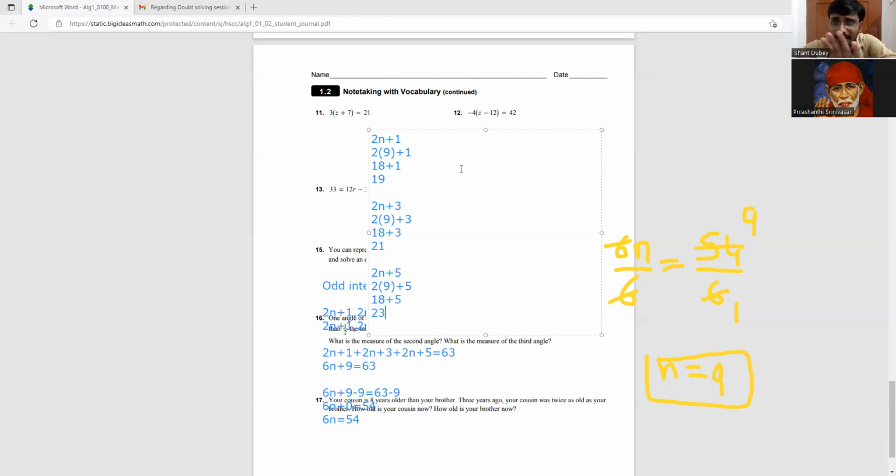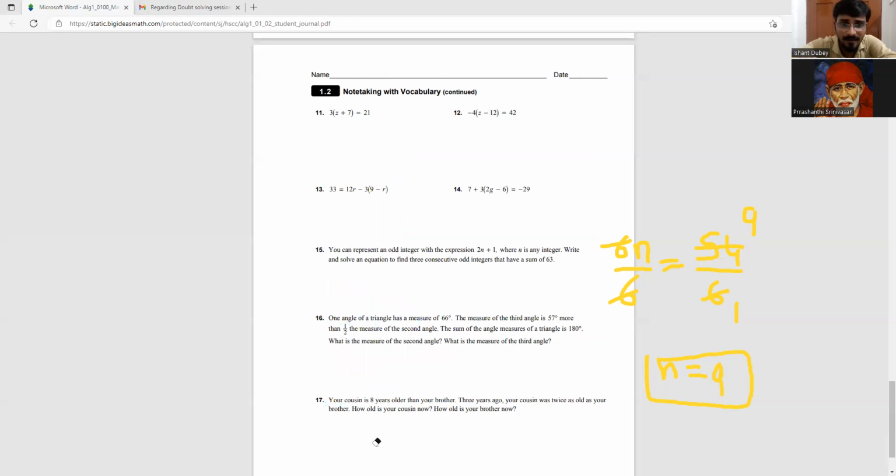So is it clear this problem? Any doubt in this problem, Prashanti? No, sir. No. Now I understood the concept. Yeah. So now we have the 16th one. Okay. Yeah. What is that? 16th one. Okay. Yeah. So what is the 16th one? Can you read out?